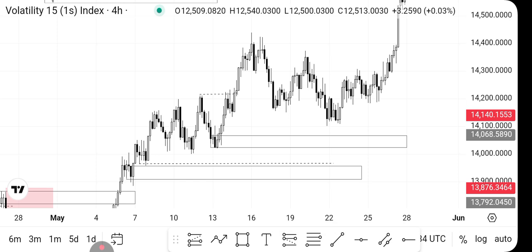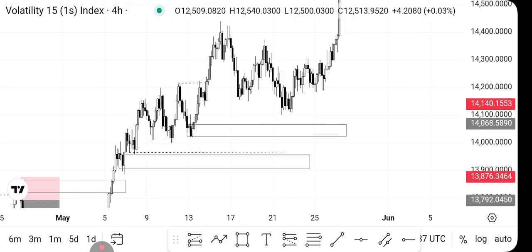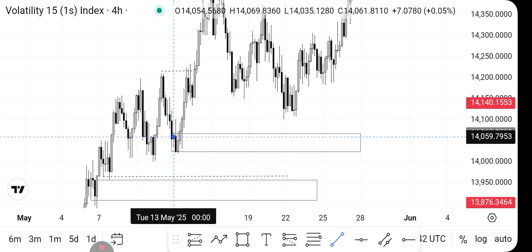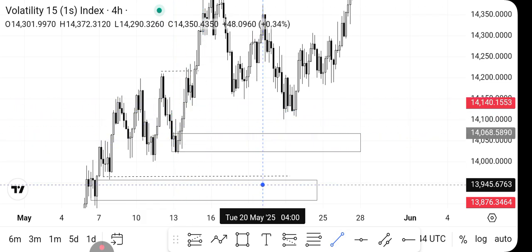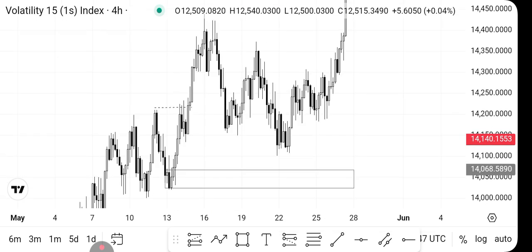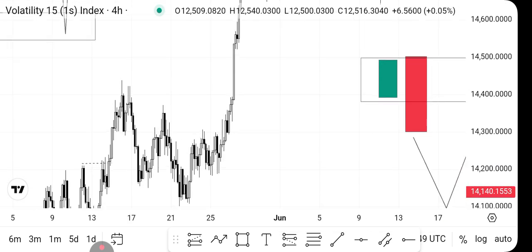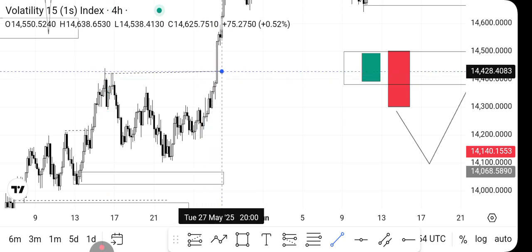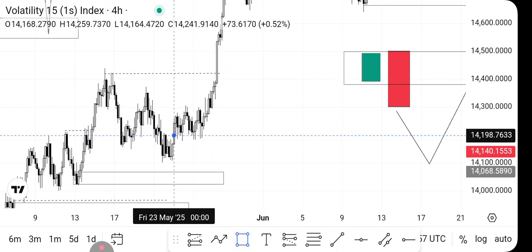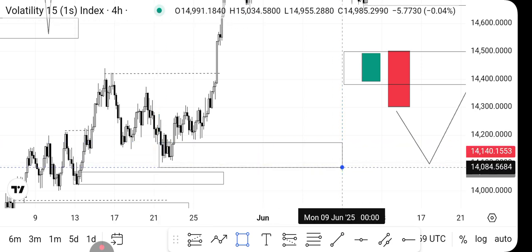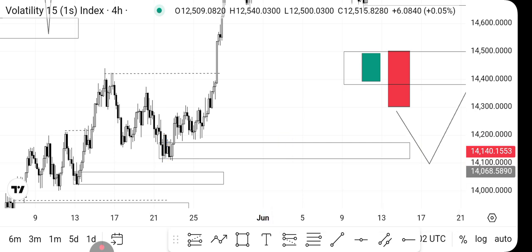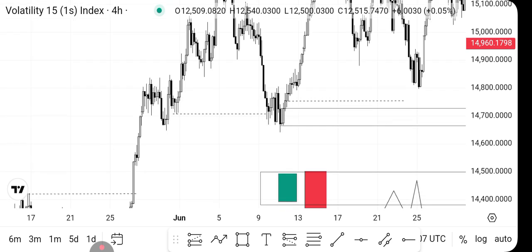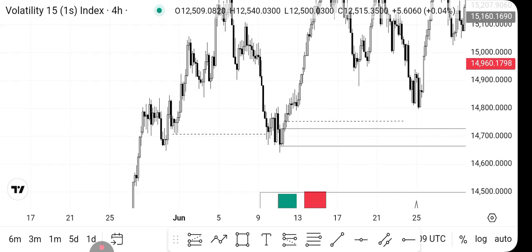But you can see this one did not give us any inducement. Or rather, it gave us, it was far, and market did not come into it. So we are not using it. This is a break of structure again, right? And what caused this break of structure was this order block here. Does the order block have inducement? It does. Did the market come back into it? No. So no entry.